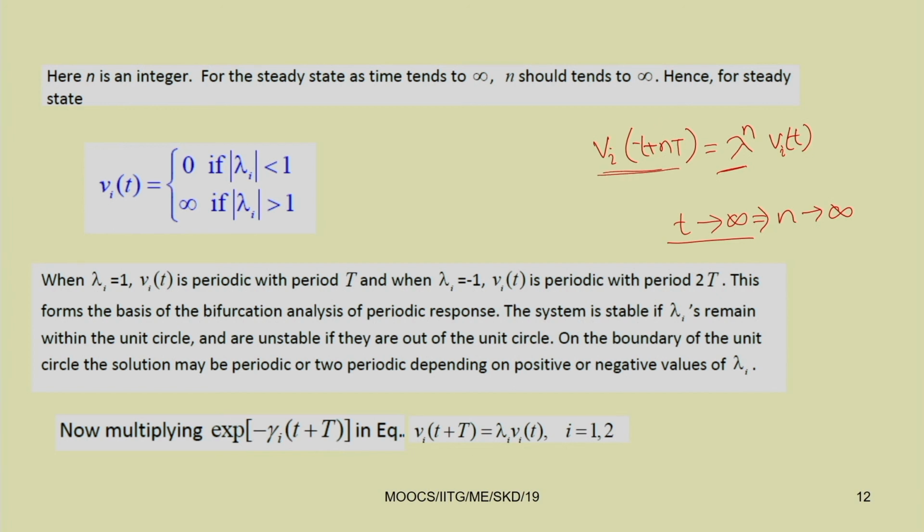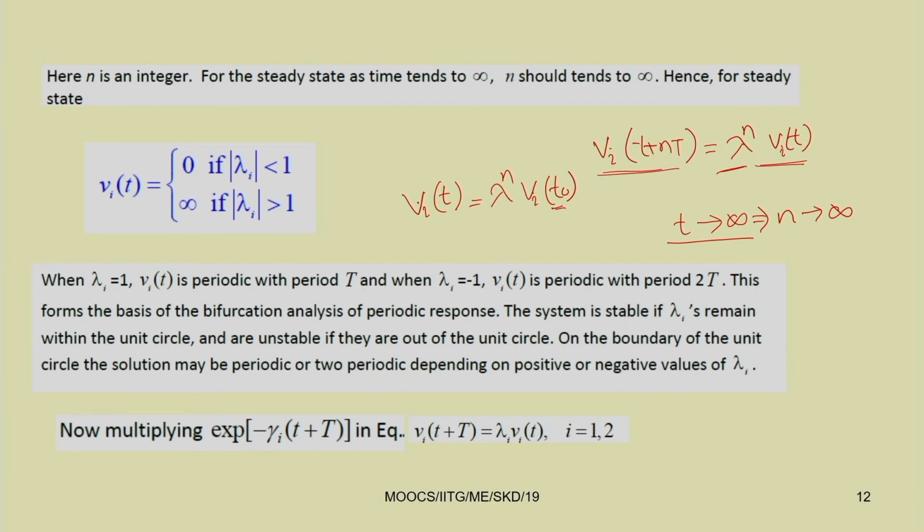So V_i(t) can be written as lambda to the power n times V_i(t_0), the initial value. Let me write it this way: V_i(t) equals lambda to the power n, starting from V_i(t_0). To avoid confusion, the starting point is t_0. After t tends to infinity, that is n tends to infinity.